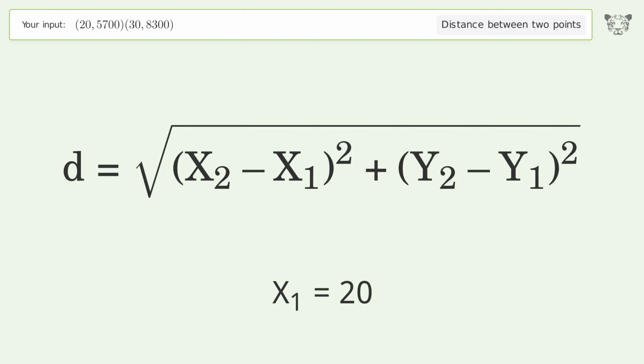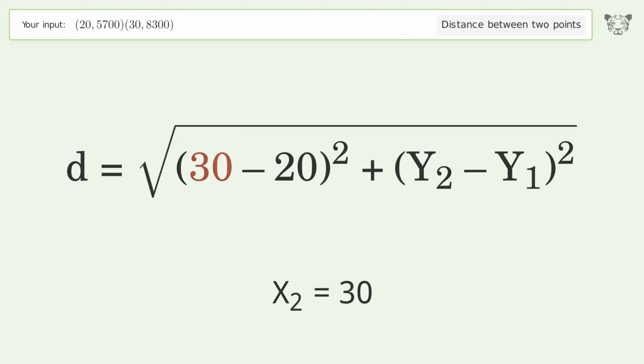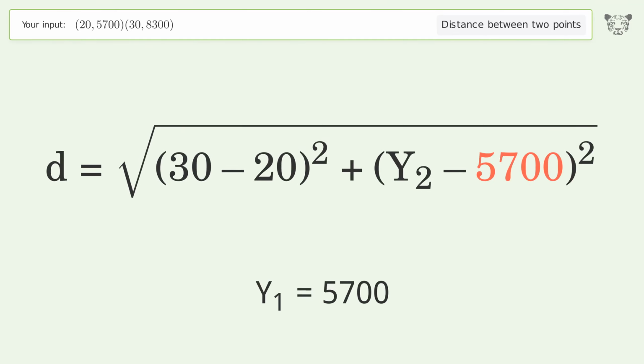x1 equals 20. x2 equals 30. y1 equals 5,700. y2 equals 8,300.